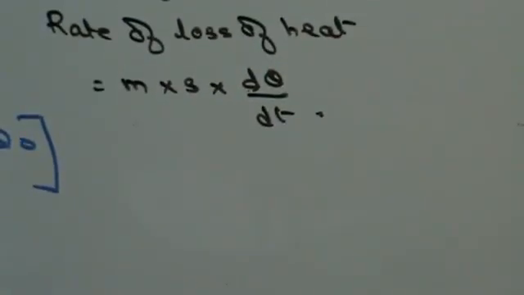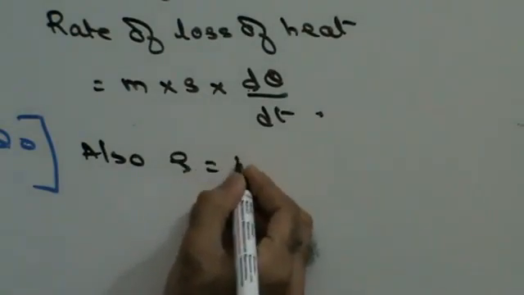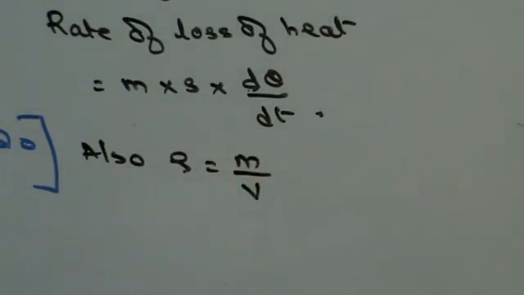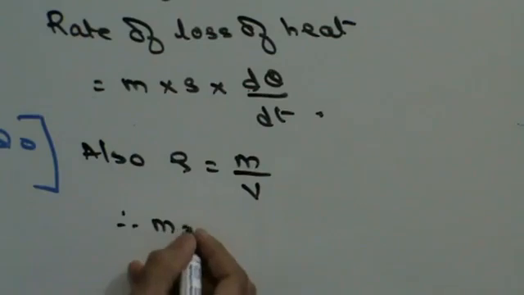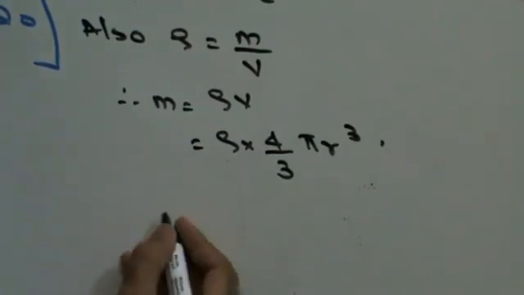How do I get the mass of the body? We know, guys, that density is nothing but mass upon volume. Therefore I can say mass of the body is density into volume. Now volume of a sphere is 4 by 3 pi r cube. So this will be density into 4 by 3 pi r cube, density of the body into volume of the sphere, right?